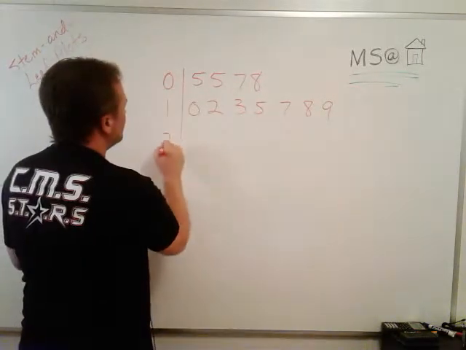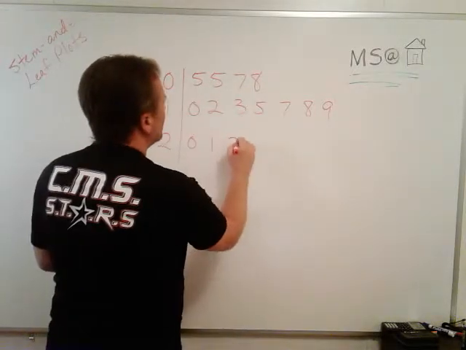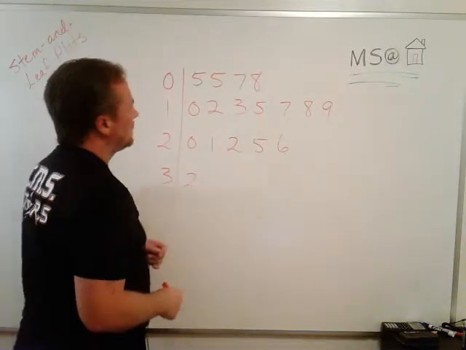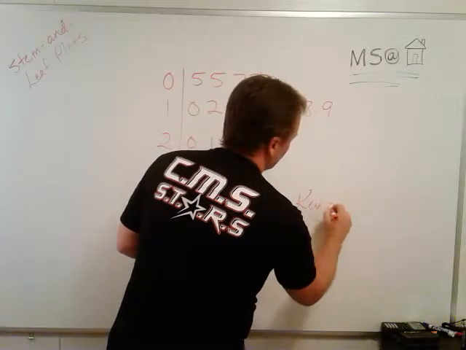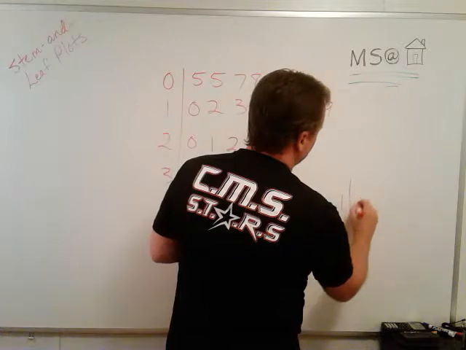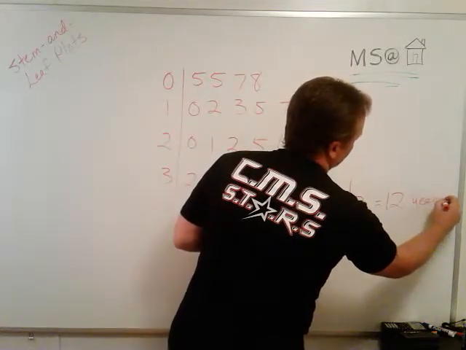and 1, 2, 4. All right. And the key, we'll just pick 1 and 2 equals 12 years old.